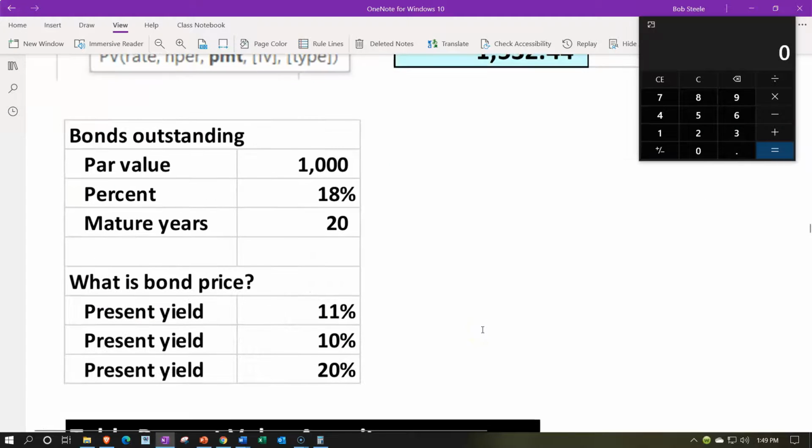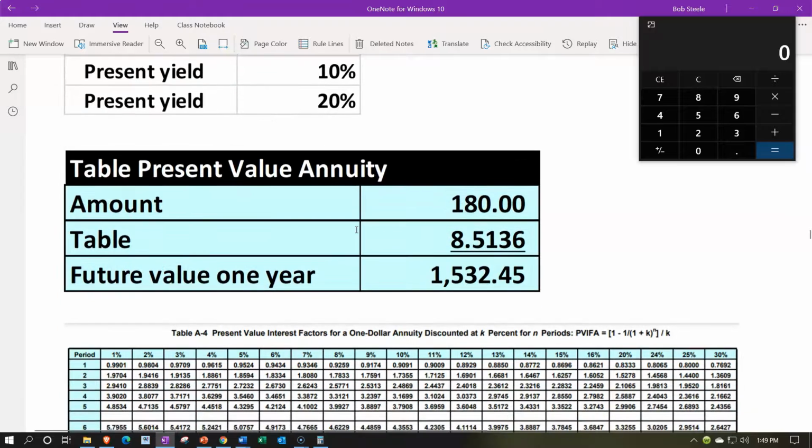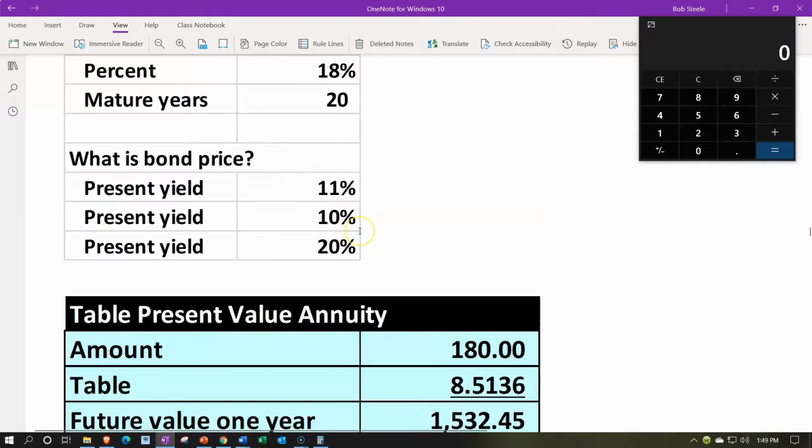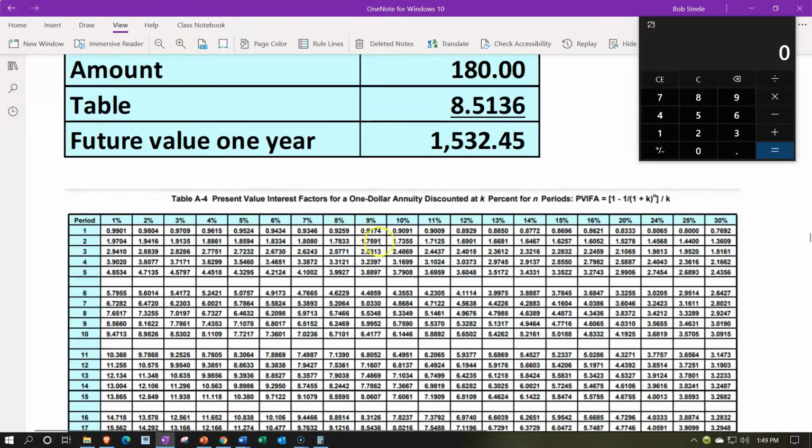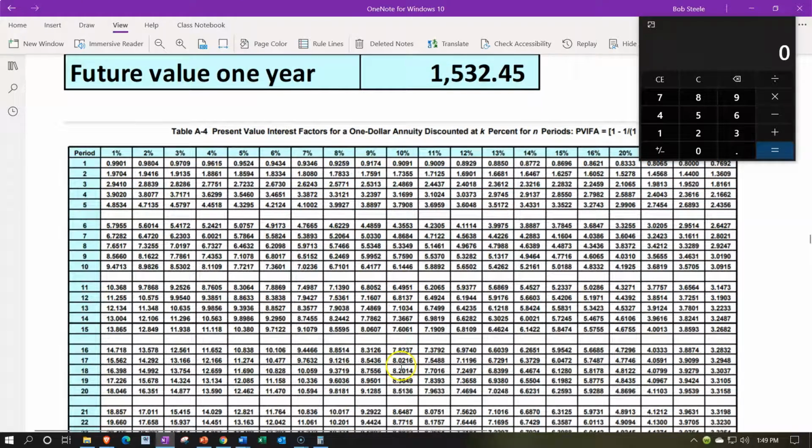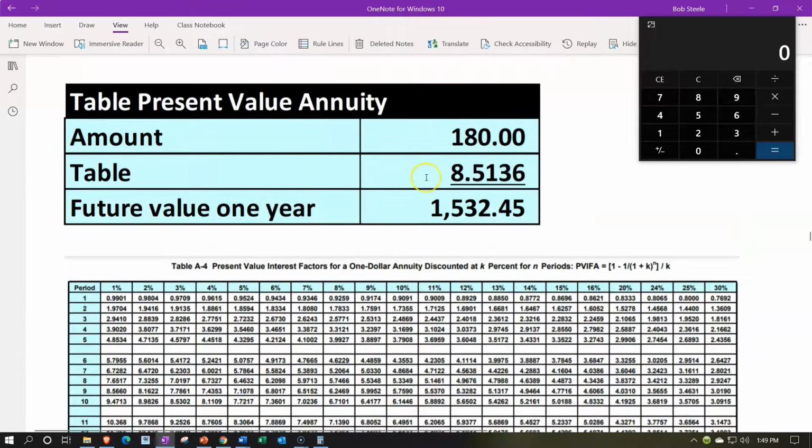We can also calculate with the tables: 1,000 times 18%, or 180, the amount of the payment for the annuity, times the table amount, which would be 10% is what we're looking for, 20 periods, making sure we got the proper table, the annuity table, present value of an annuity. So 10%, 20 is the 8.5136. So 180 times 8.5136 gives us the 1532.45.